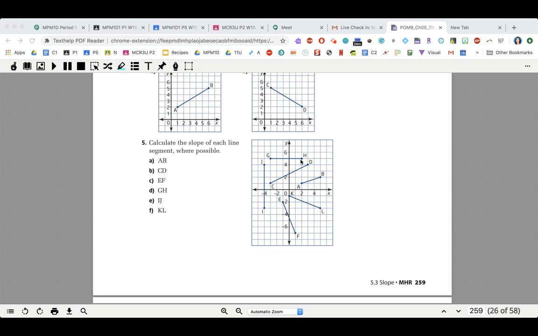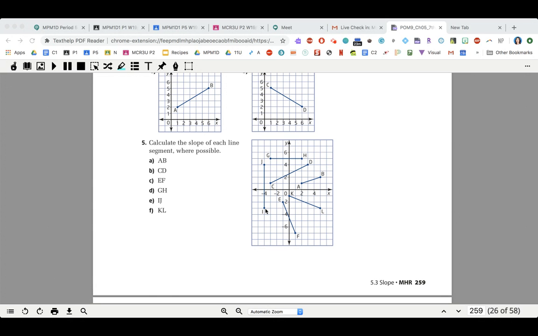So that means it has a slope of 0 divided by 5, and 0 divided by any number is 0. So this is a horizontal line, and a horizontal line has a slope of 0. All right, part E, IJ. So this is a vertical line. So a vertical line has, let's see, 1, 2, 3, 4, 5, 6, 7, a rise of 7 and a run of 0. So that's 7 divided by 0.